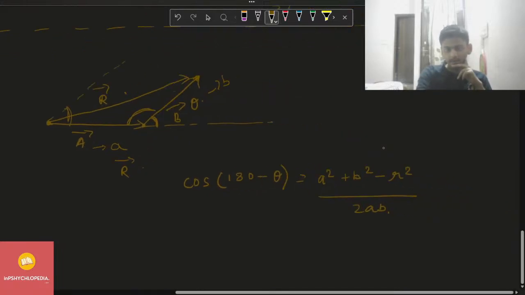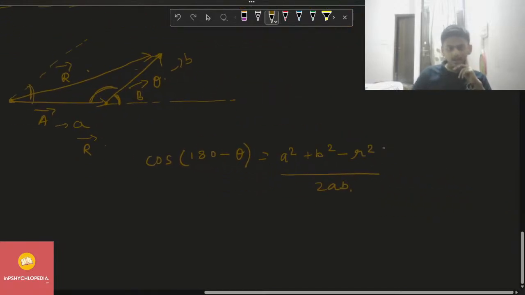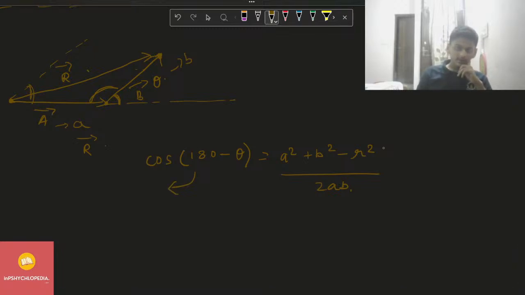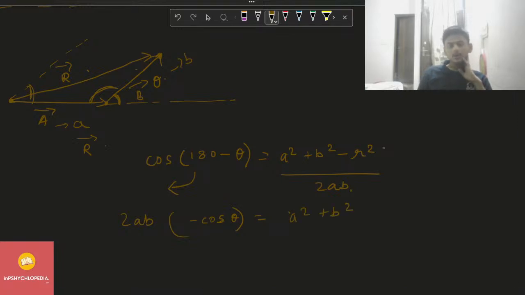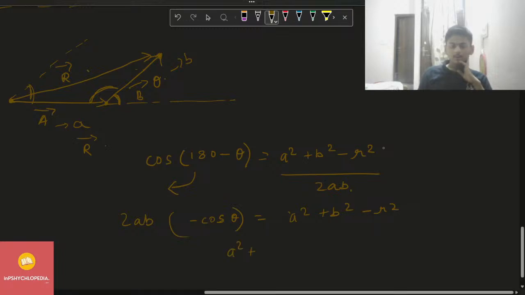Why cos of 180 minus theta behaves this way, I will explain in some other video, because I know the circular functions perfectly. So cos of 180 minus theta is minus cos theta. Multiplying by 2ab, we get minus 2ab cos theta is equal to a square plus b square minus r square. So it will finally come as a square plus b square plus 2ab cos theta is equal to r square.